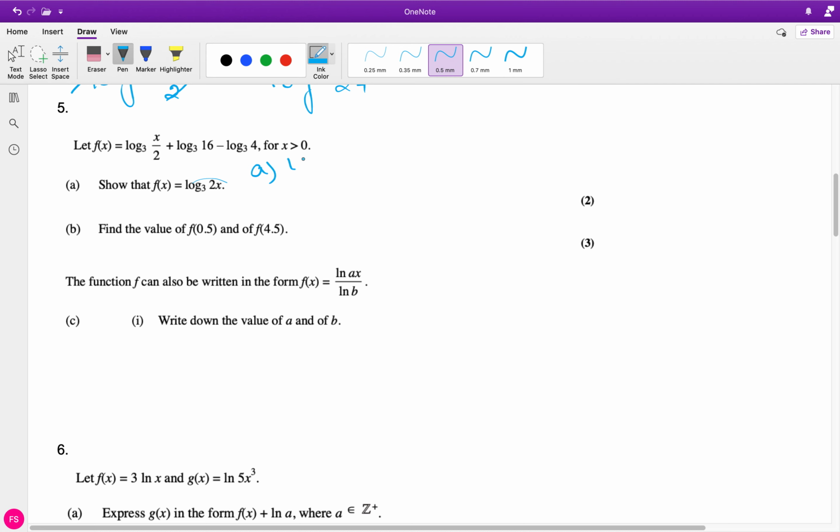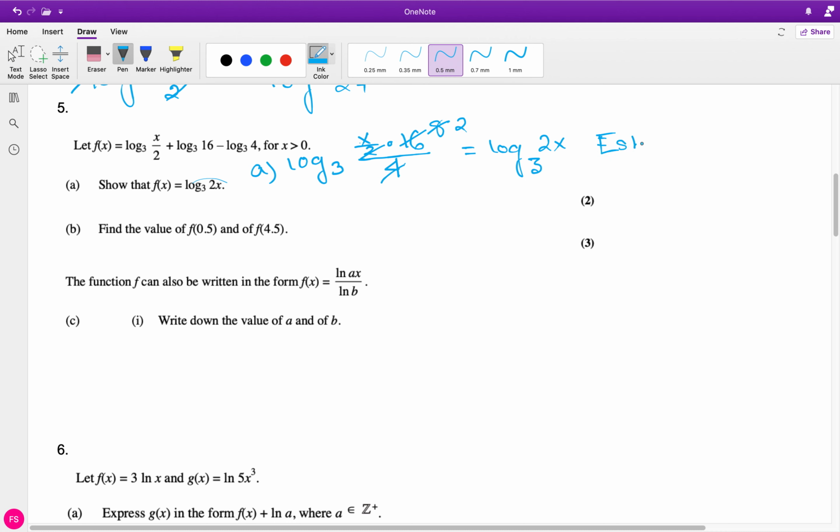For a, I'm going to write log of 3. I'm going to multiply these two things first. That will give me x over 2 times 16. And then minus of this. That means you have to divide this by 4. Now you can simplify this without using calculator. 16 divided by 2 will give you 8. So on the top you have 8x divided by 4. Now you can divide 8 by 4 and this will give us 2. This equals to log of 2x to a base of 3. This is how you can show.